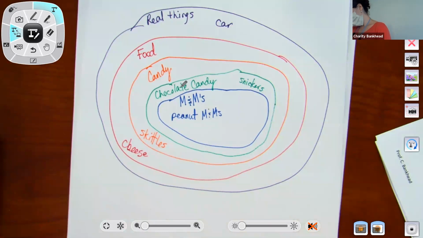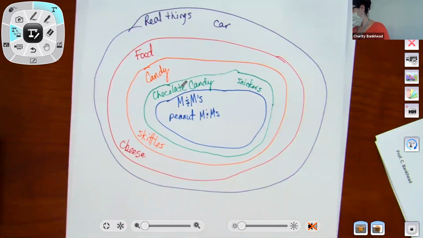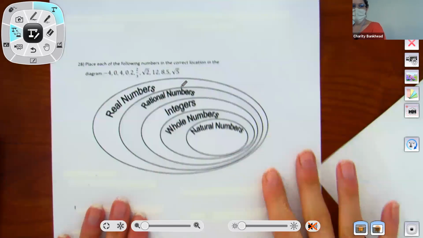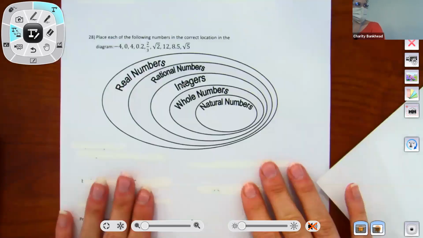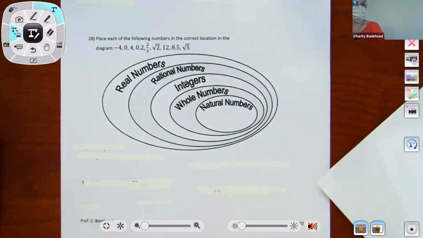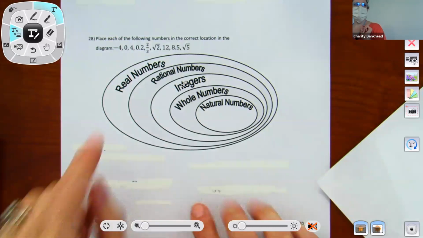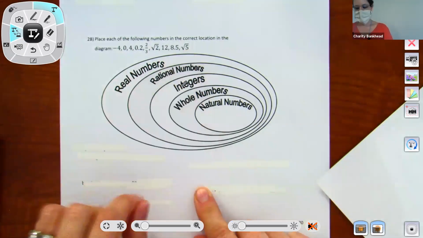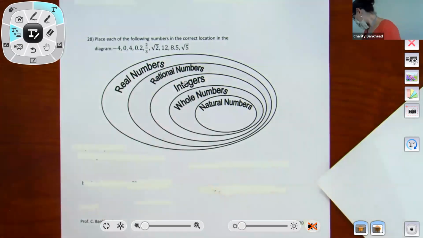So apply that process to this. I want you to do that on your paper. Take these numbers that are listed here and fill them into the right section. Go ahead and do that right now.